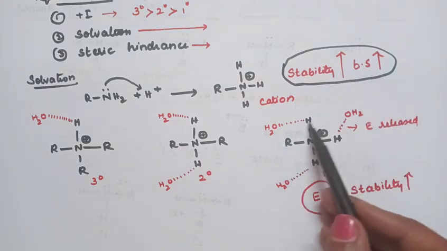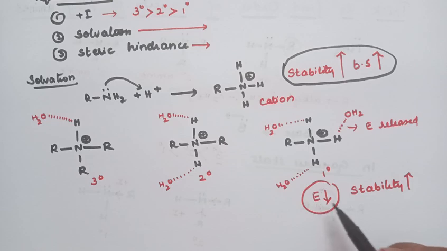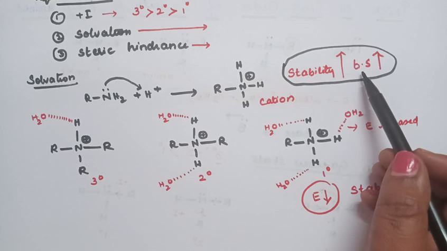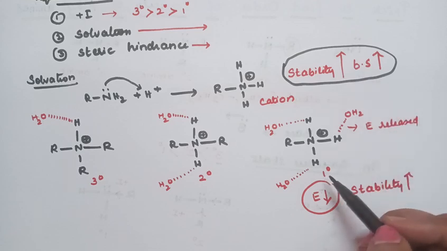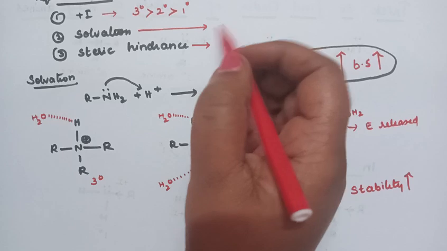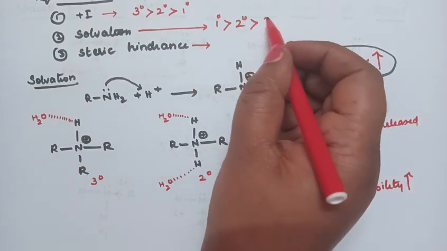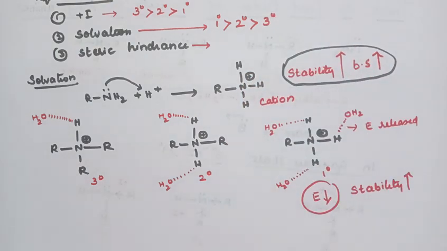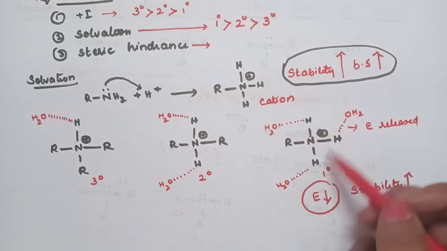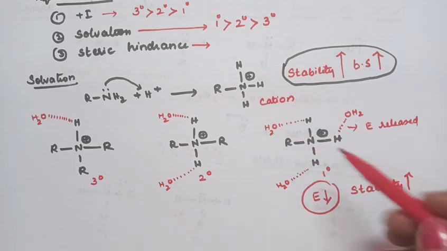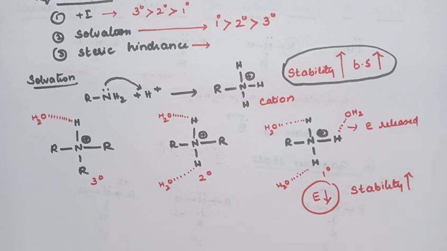In primary amine, you can see the energy is less. If the energy is less, the stability of that molecule will be more. If stability is more, then basic strength will be more. So in primary amine, basic strength is more. Here you can write in solvation: primary amine will be more basic compared to secondary, compared to tertiary. So this is about solvation. Remember that whenever the molecule loses energy, it will have less energy, and less energy means it is more stable. So this molecule has less energy, so it is more stable. More stable means basic strength will be more.